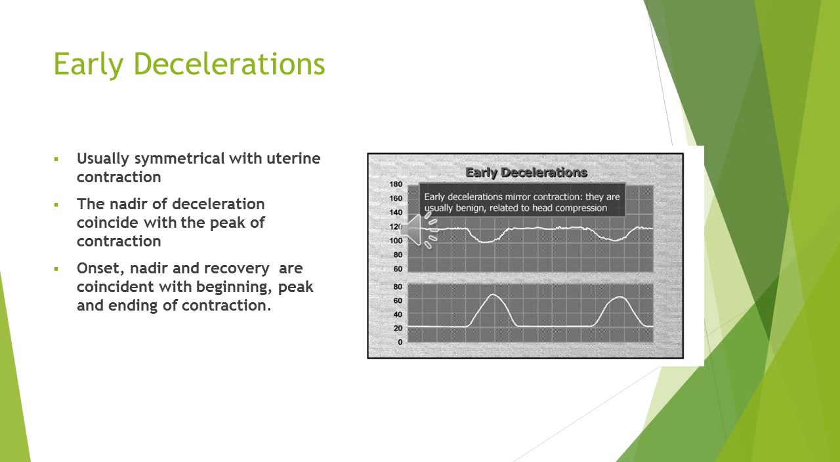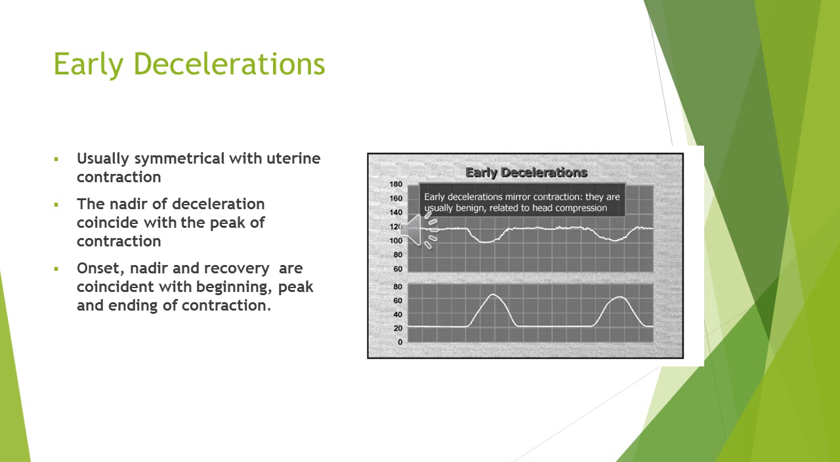So here is the early deceleration, which is a mirror image of the contraction. You can see here the start of the deceleration is coinciding with the start of the contraction. The nadir of deceleration is coinciding with the peak of the contraction, and then the recovery of deceleration is coinciding with the disappearance of contraction, or the end of contraction.